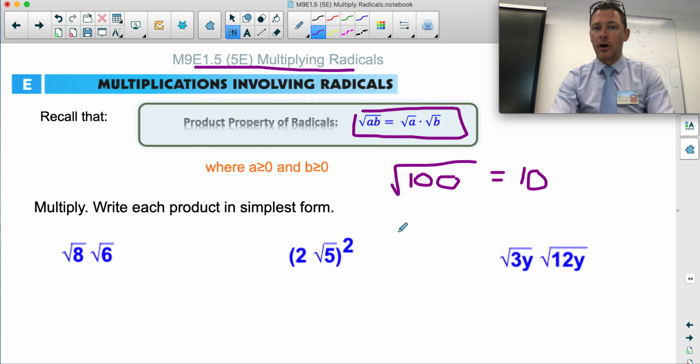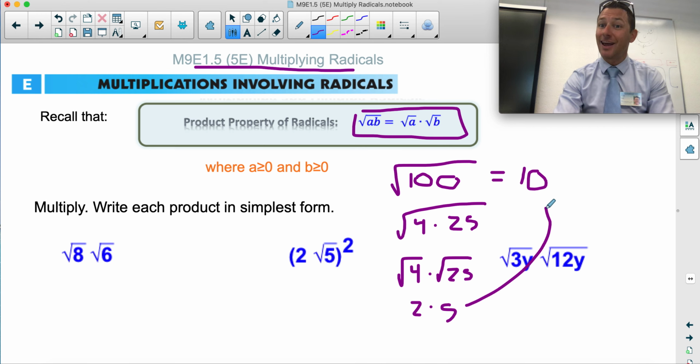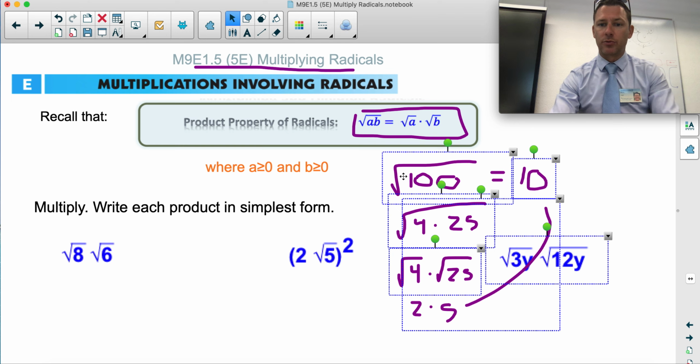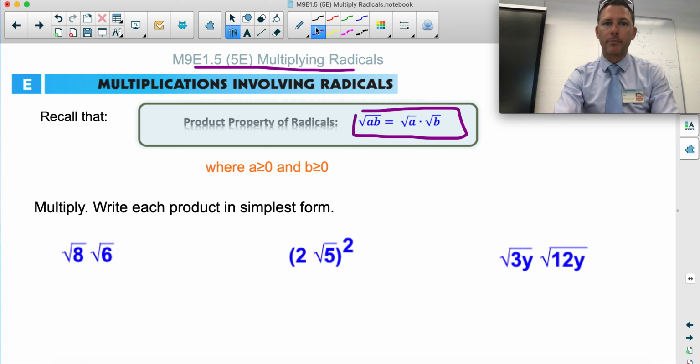If you thought about 100 not as 100, but as 4 times 25, I picked this specifically, 25, 50, 75, 100. This still is 100, but I broke it up with multiplication. And if we took the square root of this and the square root of that, the square root of 4 is 2, the square root of 25 is 5. Hey, look, you still get 10. This process works. And so it's this product property of radicals that we are going to use to solve some problems along the way. So I want to multiply these and write them in simplest form.